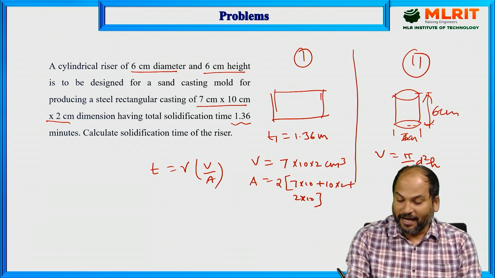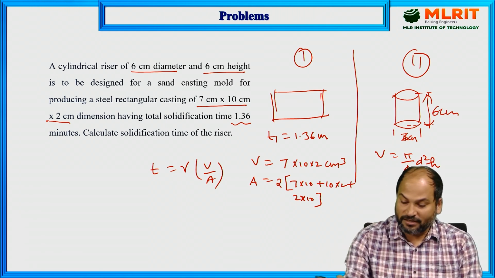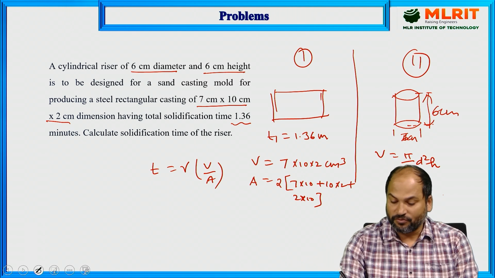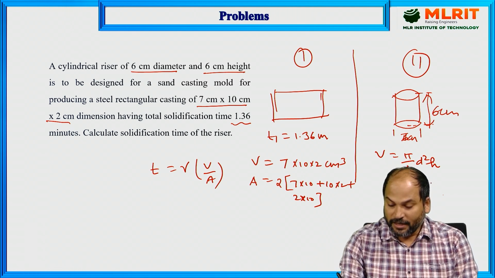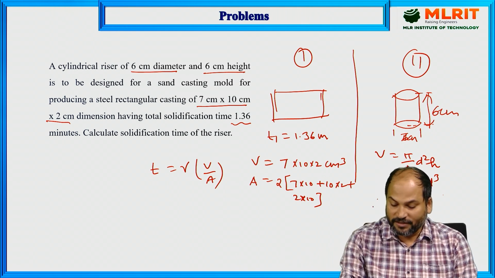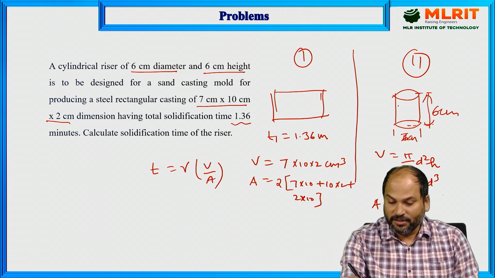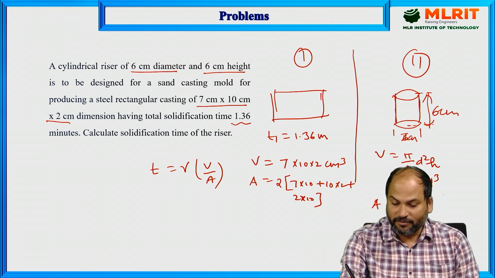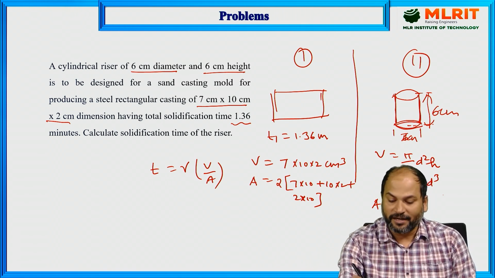Here the height and this diameter both are same. So if we write d is equal to h, we can write the volume as pi upon 4 d cube, because h and d both are same. What will be the surface area? The surface area will be the curved part through which the heat will be dissipated, and these two circular sections at the bottom and at the top.